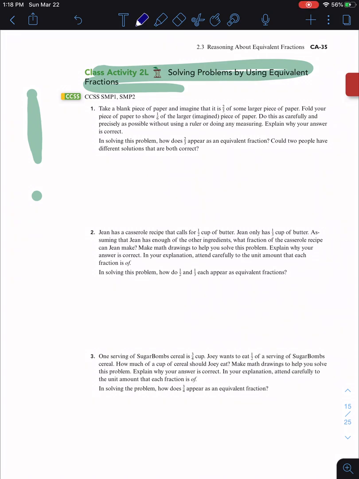All right, so let's take a look at class activity 2L. Now this is where we're going to really try out our ability to draw the fractions, to interpret the fractions, to interpret the wholes, and then to draw them so that we can use our understanding and making sense of the problem to solve it instead of relying on procedures and algorithms that we may have learned before.